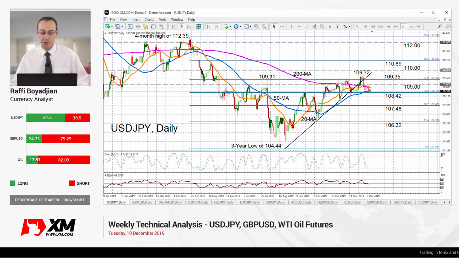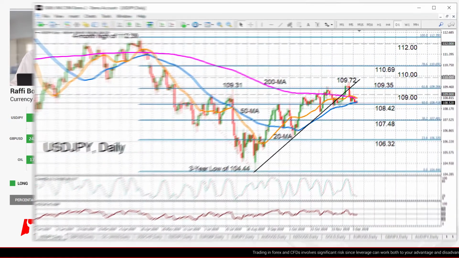I'm Rafi Bayajan at XM.com, and this week we're going to be looking at the dollar yen, the pound dollar, and WTI oil futures. So let's begin with the dollar yen pair.